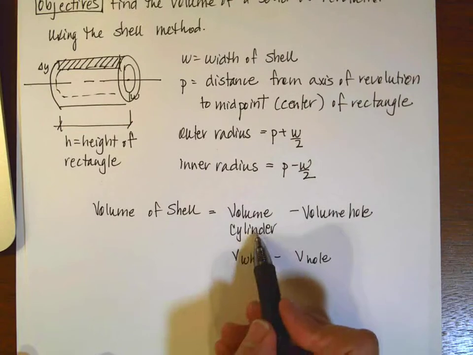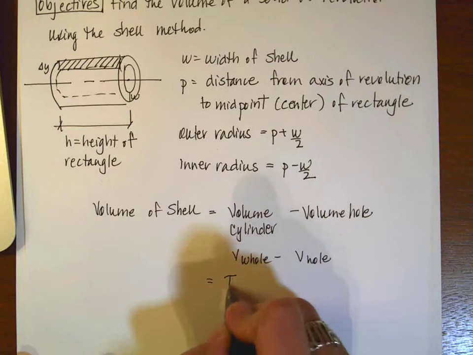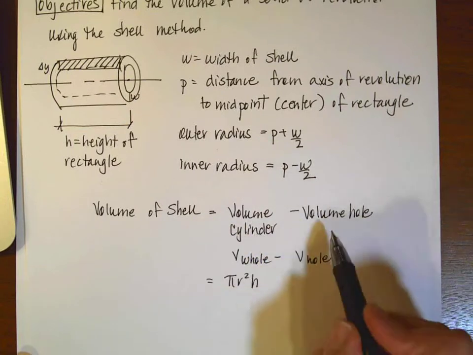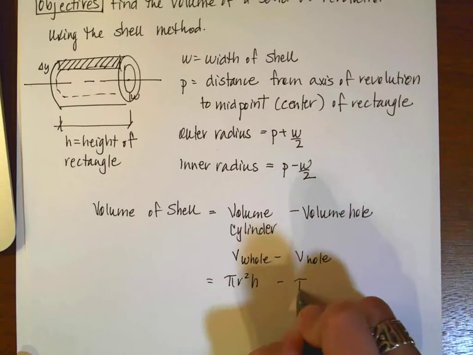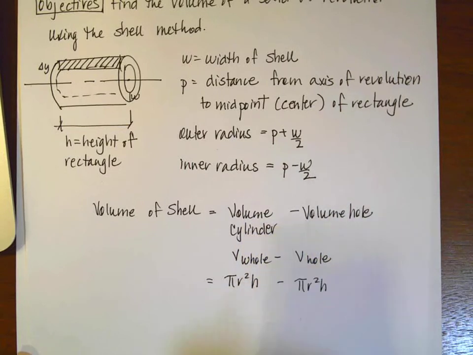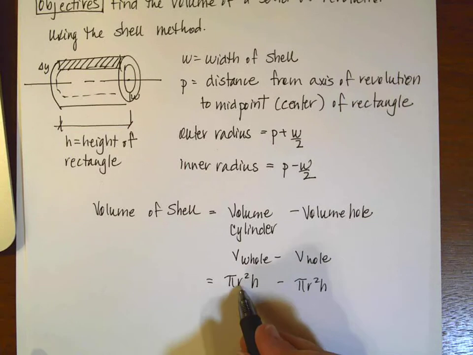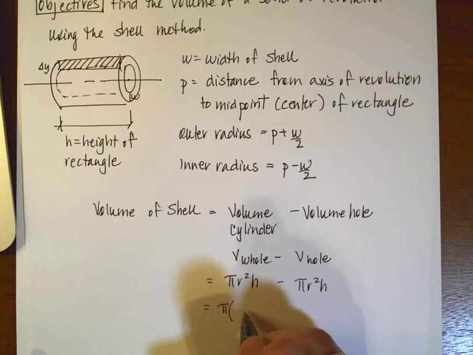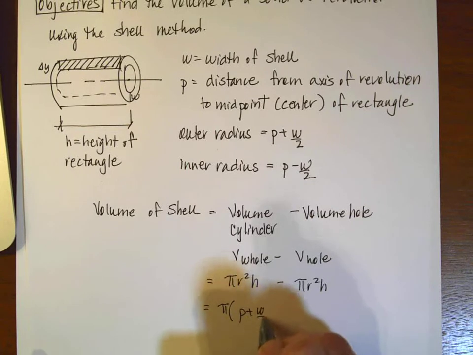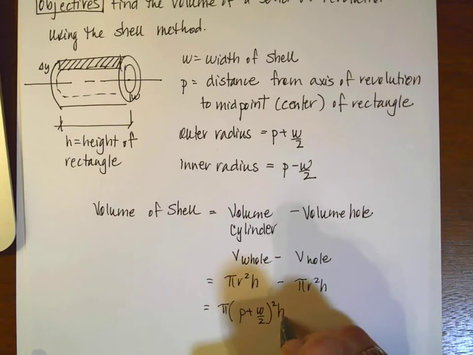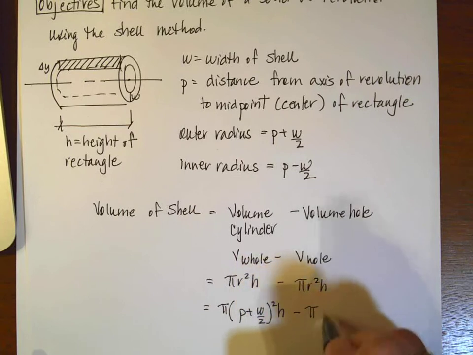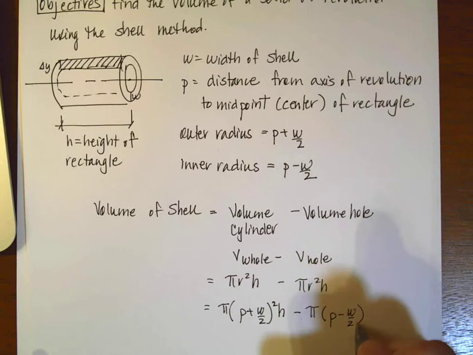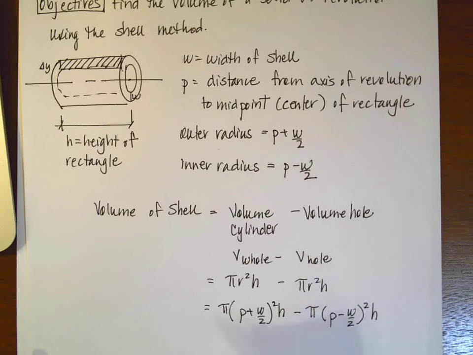And so if we talk about our whole cylinder, it's going to be pi r squared h. And then if we talk about the volume of the hole, it's going to be pi r squared h. Okay? Well, then if we put in our radii, this is going to be pi times my outer radius, P plus W over 2 quantity squared, times H, minus pi times my P minus W over 2 quantity squared times H.